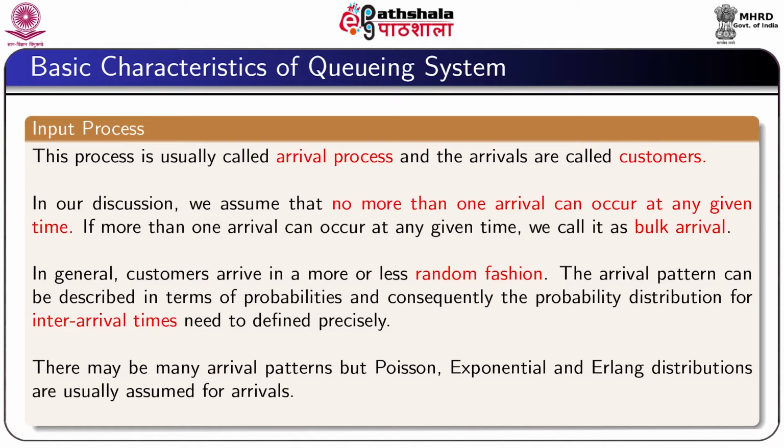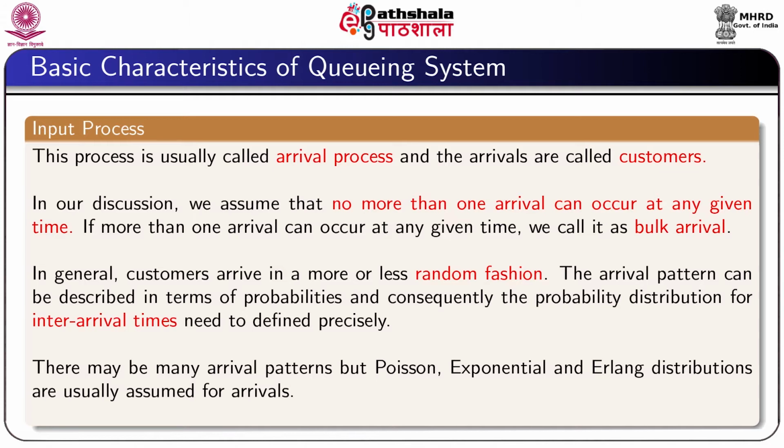In all models that we will discuss, we will assume that no more than one arrival can occur at any given time. If more than one arrival can occur at any given time, then we call it bulk arrival. An example of bulk arrival may be the customers arriving at a restaurant.